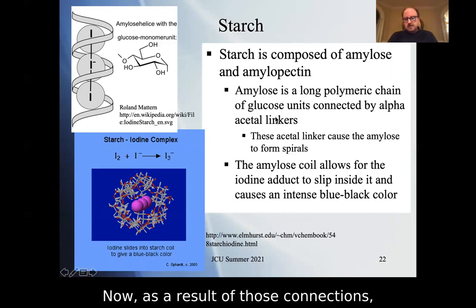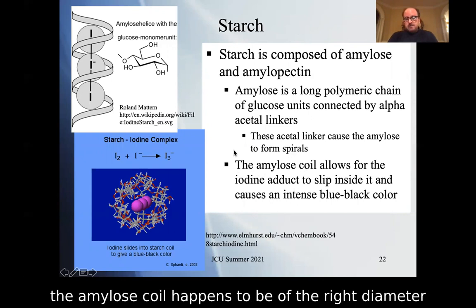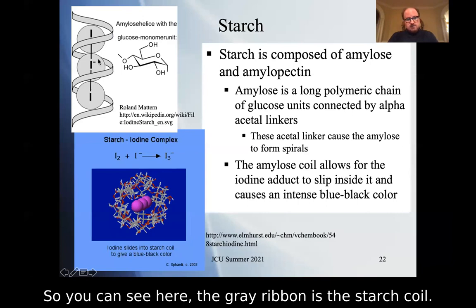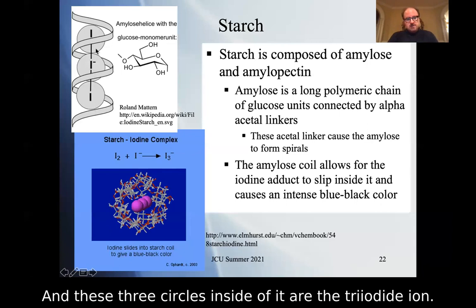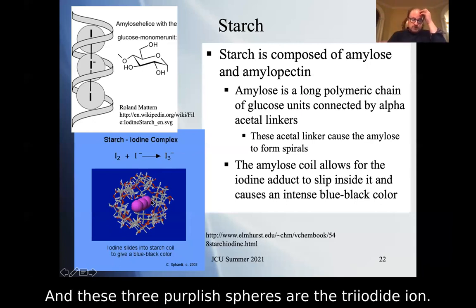Now, as a result of those connections, the amylose can coil. It causes it to form spirals. You can think of it as a slinky, right? And now, also as a result of the structure, the amylose coil happens to be of the right diameter for the triiodide to fit inside of it, right? So you can see here, the gray ribbon is the starch coil, and these 3 circles inside of it are the triiodide ion. Same thing here. This is looking down the tube, or down the coil, right? And these 3 purplish spheres are the triiodide ion.